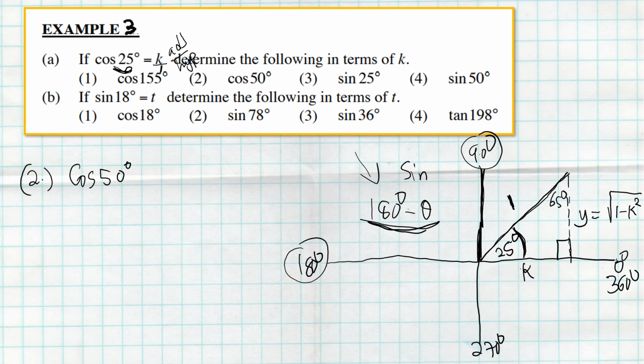Okay, cos 50 degrees. Take a look at your diagram there. Is there 50 degrees on your triangle? No, we don't have 50 degrees on our triangle, right? So now you need to find ways in which you can express this in terms of angles that are in the diagram, so that you'll be able to express it in terms of k.